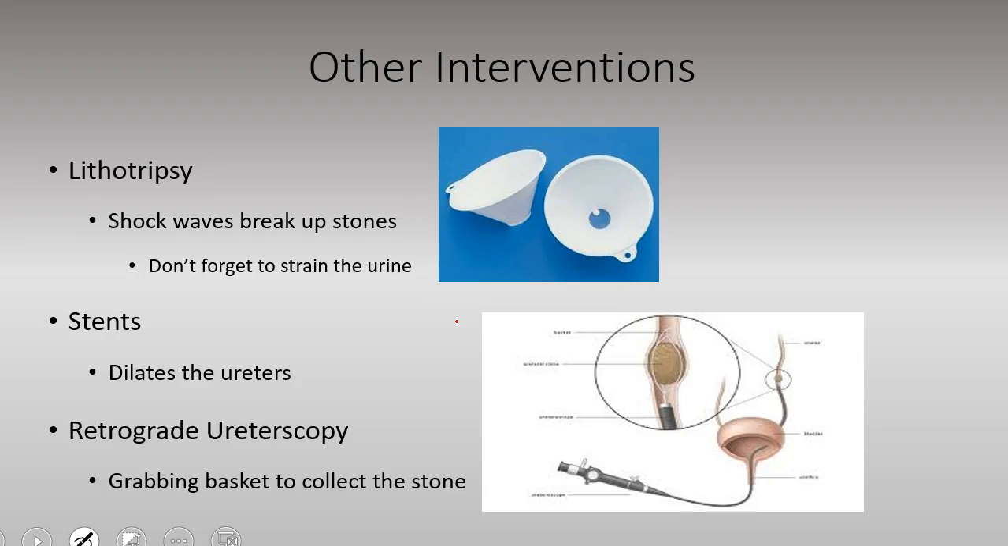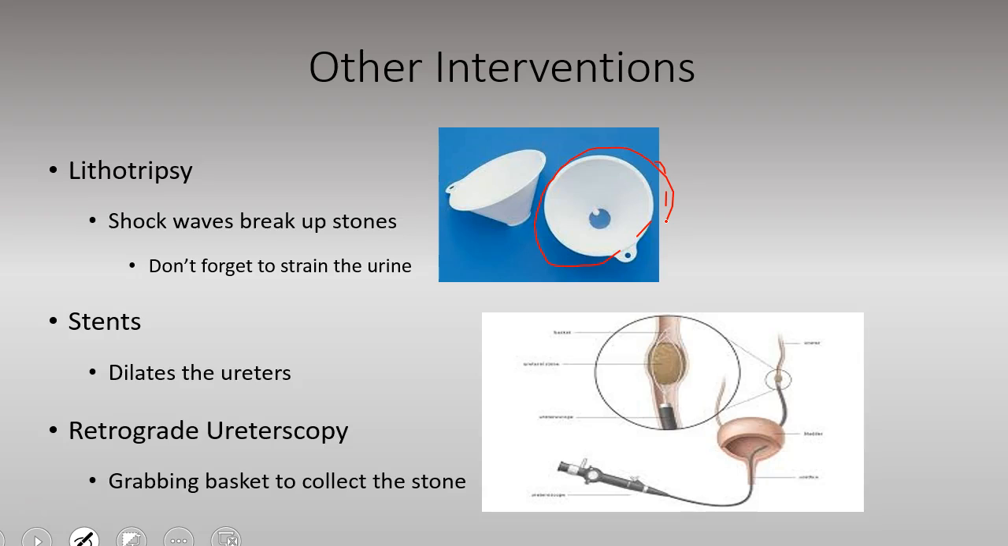So another intervention is lithotripsy. This is shock waves that break up the stones, and once you start to break up those stones, you're going to use these little cups here that will strain the urine, because if you use the cup to urinate in and you find that you've passed a stone, then you know that the lithotripsy has worked and things are moving the way they're supposed to.